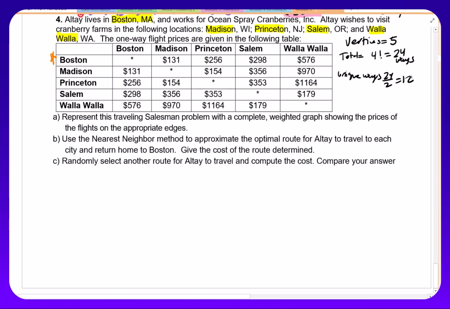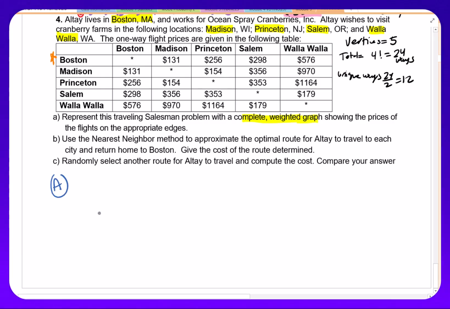But if you're doing brute force, which y'all will be doing for your project, I will expect brute force to have 24 different ways listed out. 12 of them will, there will only be 12 different costs, but you will have 24 paths. So A says for us to do a complete weighted graph. And again, you can design it however you want.